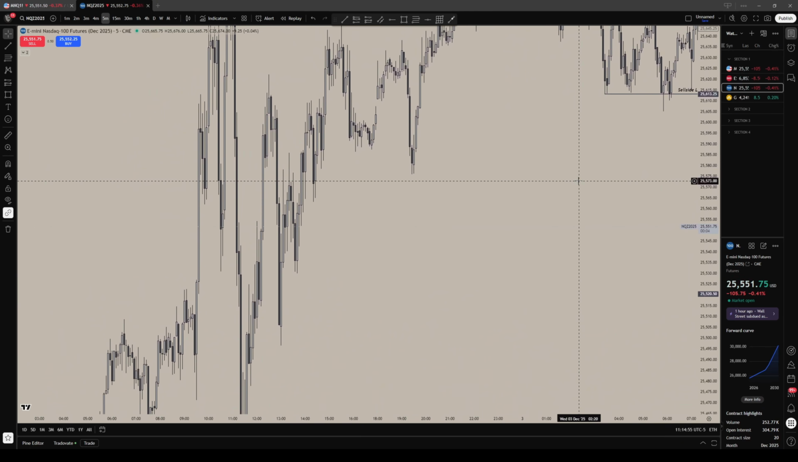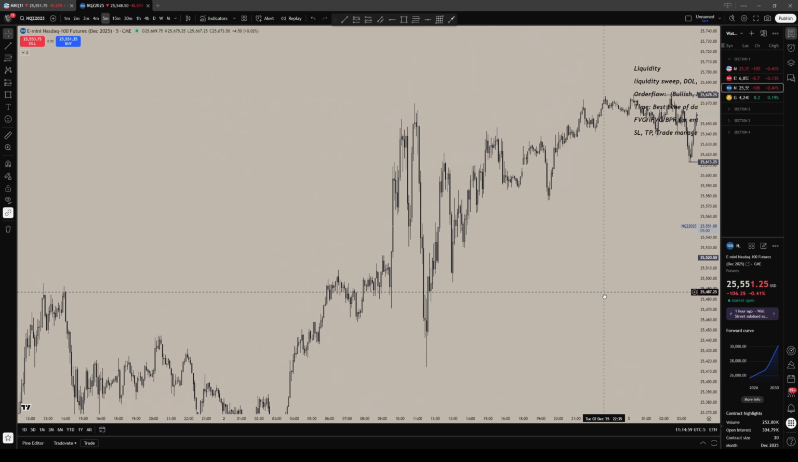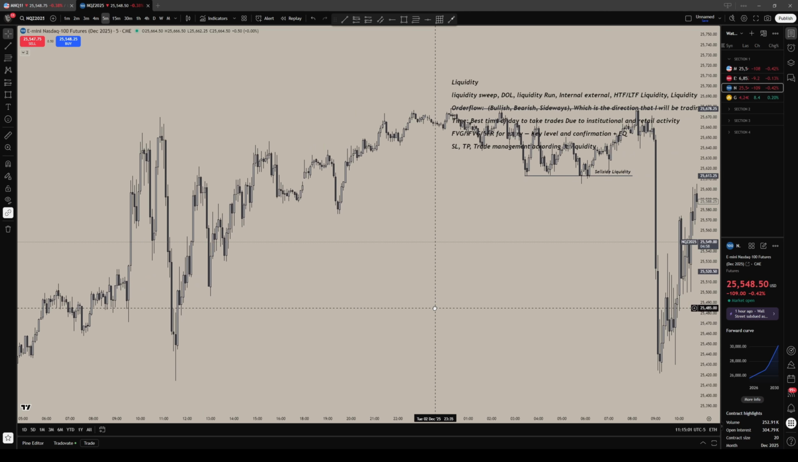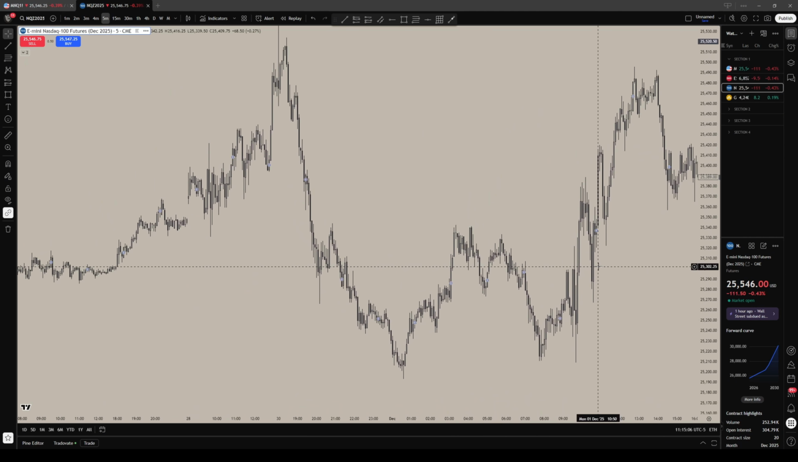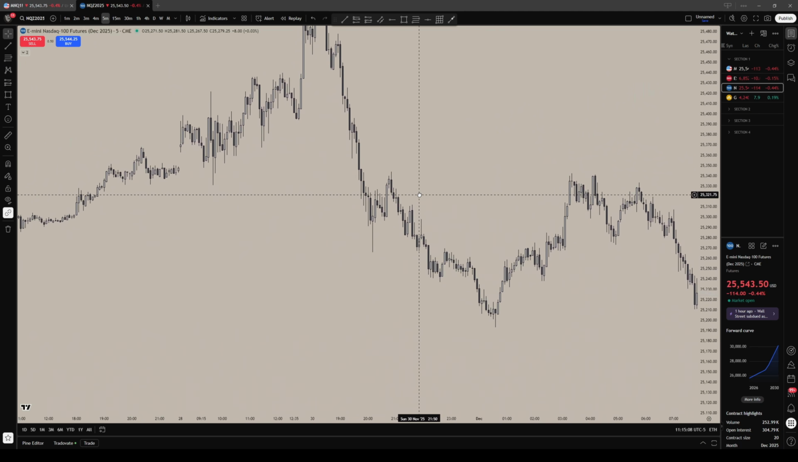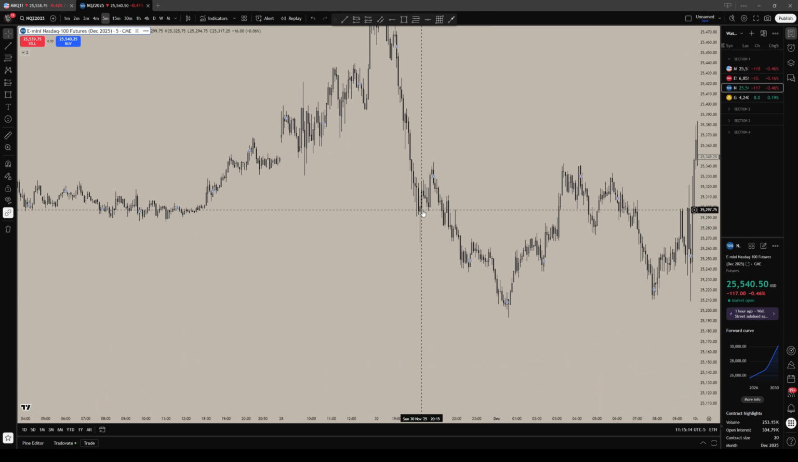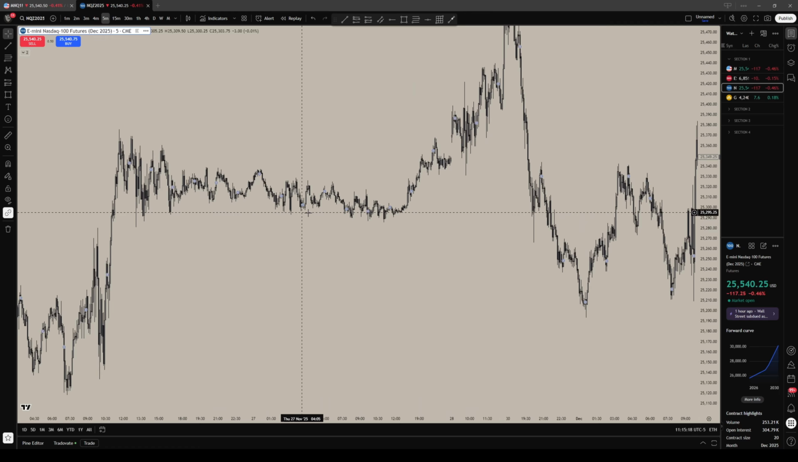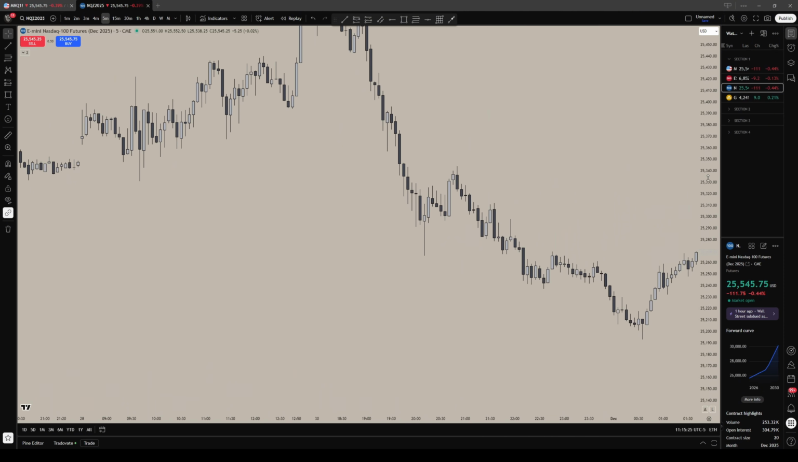Now, where can I find an example of this? I'll look for one. Right here, price traded down, right? You see it going down right here. With this wick, it took out all of this liquidity, all of the liquidity from the Thanksgiving day. It went down. But look what happened here.